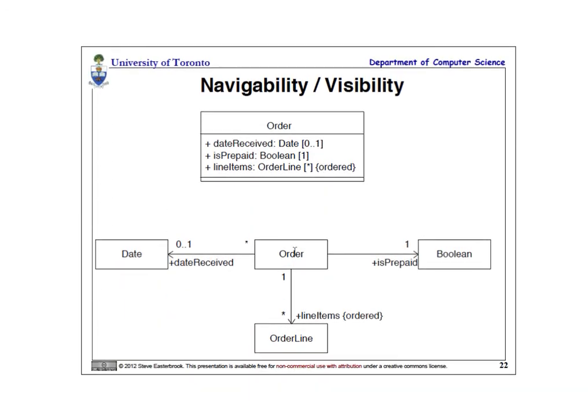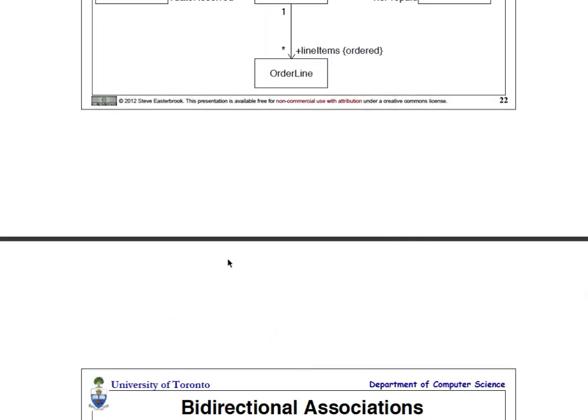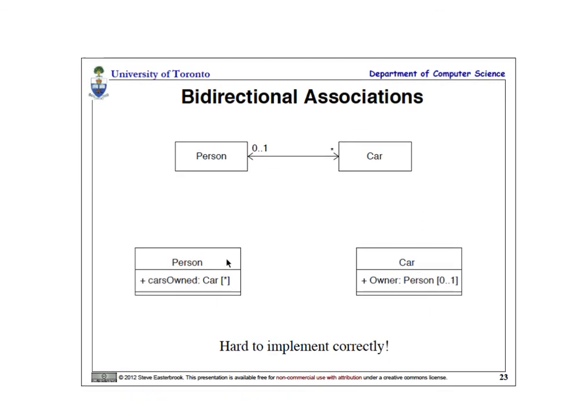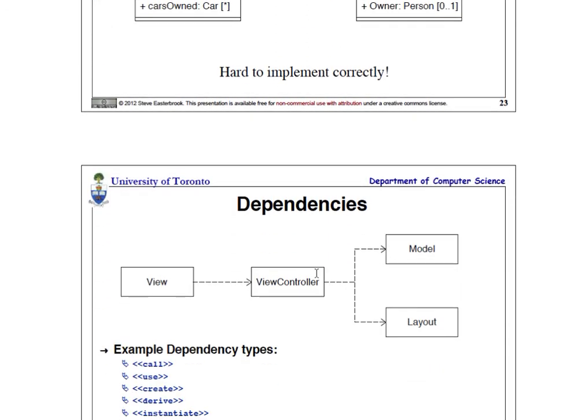And here's an example of one that has the arrowheads on it to show the directions, as opposed to the little floating arrows on the line. We can have bidirectional associations where they both know about each other, if you will. This is really hard to implement like this. We'll talk about some other scenarios later.